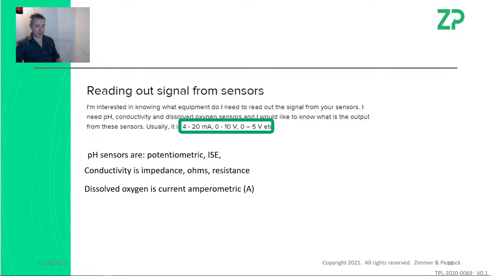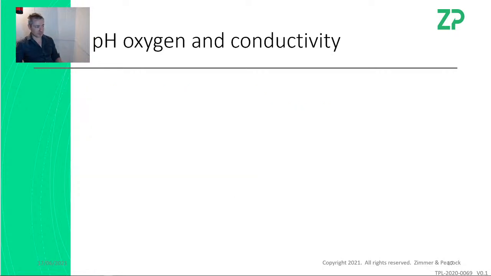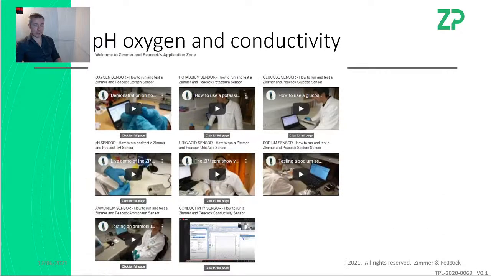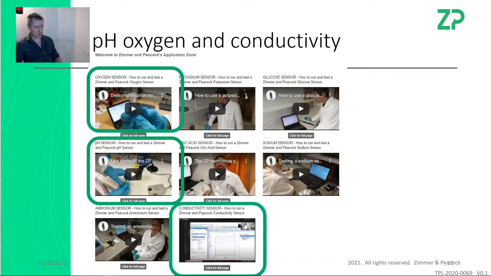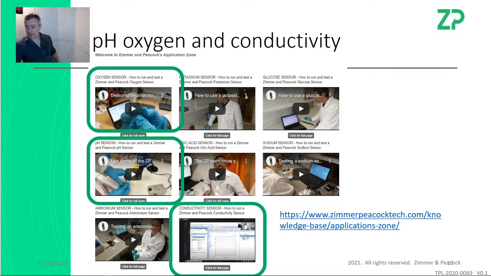So let me guide you towards some information. We have the, trying to remember now, the application zone, where there's a whole bunch of videos about different electrodes or different sensors. So you have a video on pH, we have a video on oxygen, and we have a video on conductivity, and I'm going to put a link under this video after we've finished going live. So you can see these videos, you can see how we use these sensors, you can watch the video and you can see the type of signals that we get off it.